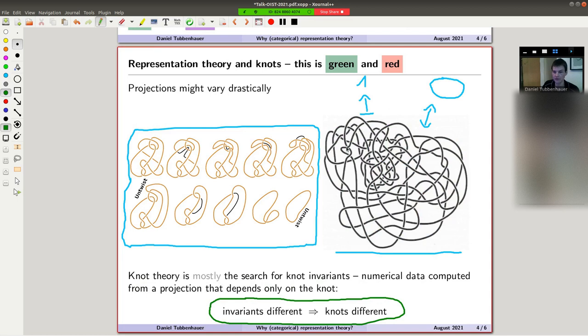Knot theory wants to say, give me a projection, I give you a number, and then list all projections that you have, and when the numbers are different, you're good to go. You're ready to say things are different. And this is where representation theory kicks in, because representation theory gives you a method to construct those numbers. For now, I just said there's a magical machine that spits out numbers, so how do we get this magical machine?